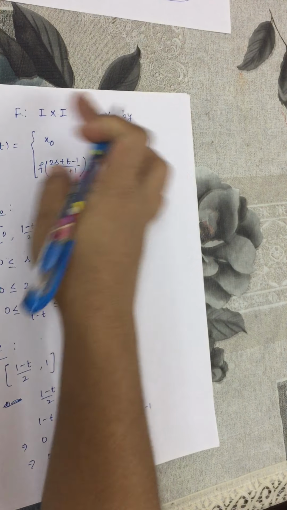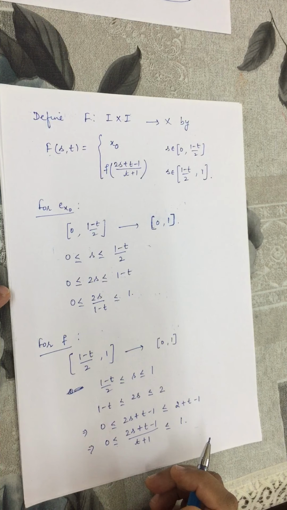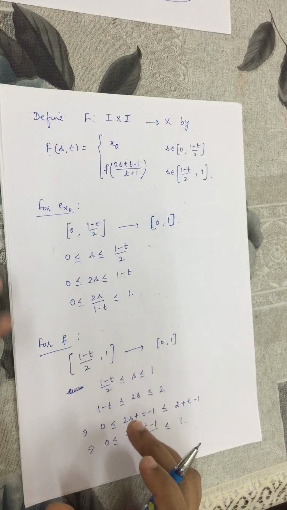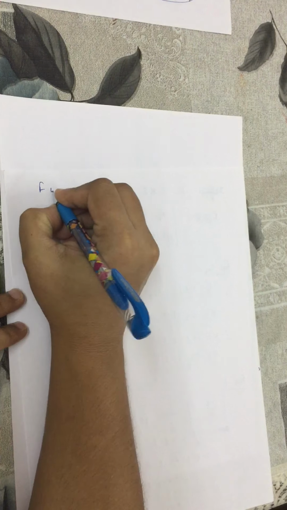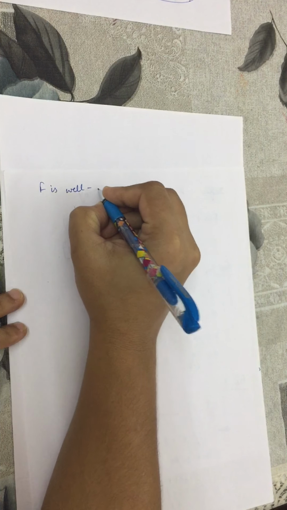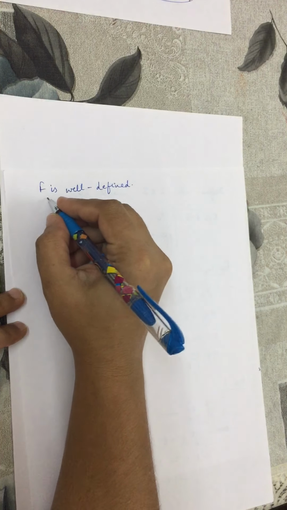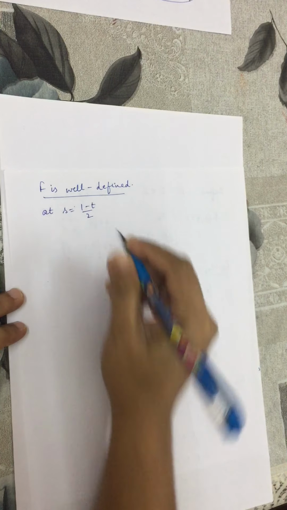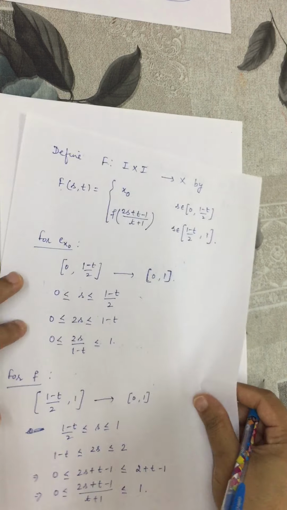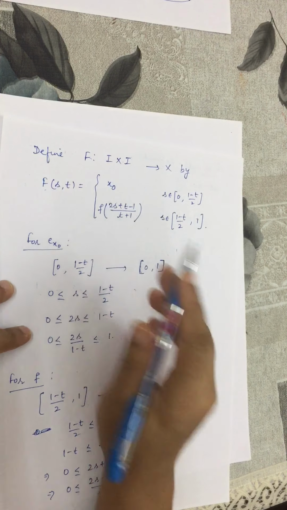So now we will prove that the mapping defined like this is well defined and continuous, and it satisfies all the properties to be a homotopy. So let us firstly prove this is well defined, because it has two different values at the point s is equal to 1 minus t by 2. At s is equal to 1 minus t by 2, the first value of the function is given by x naught and the other value is given by f of this.